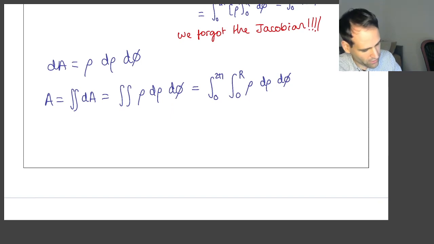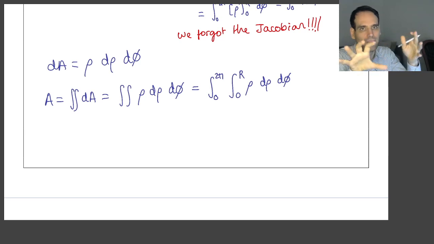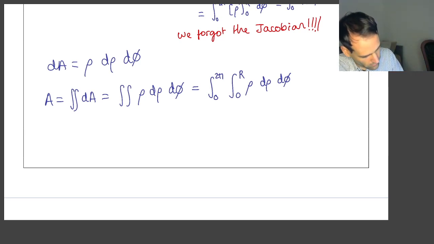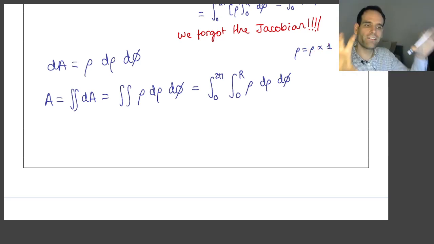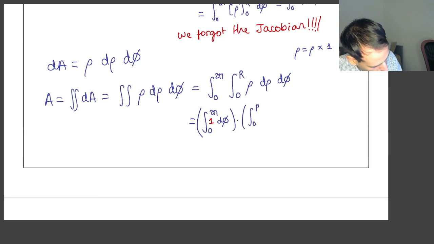Now we can actually do separation of variables, separation of integrals, because the integrand is a function of rho multiplied by a function of phi, which is 1. So rho is equal to rho multiplied by 1. This is a function of rho, and this is a function of phi. So we can split the integral into two. So this will be equal to the integral from 0 to 2 pi with respect to phi of 1, times the integral from 0 to r of rho with respect to rho.